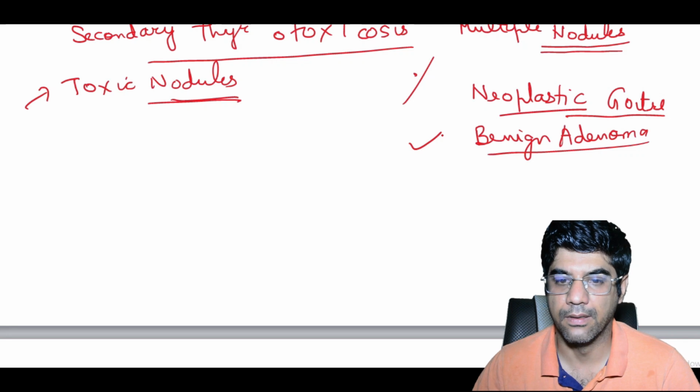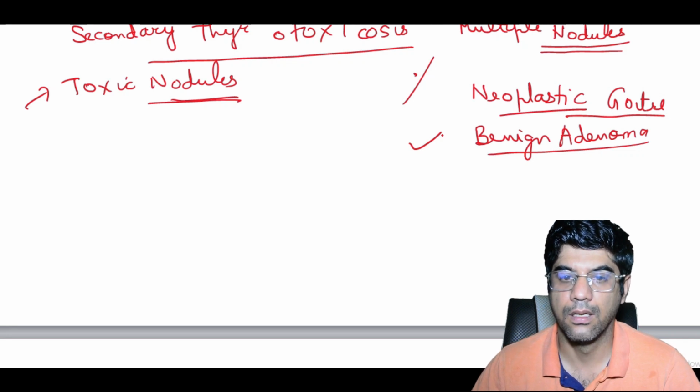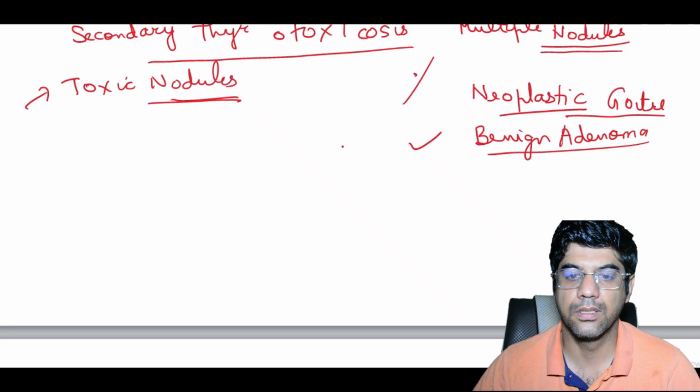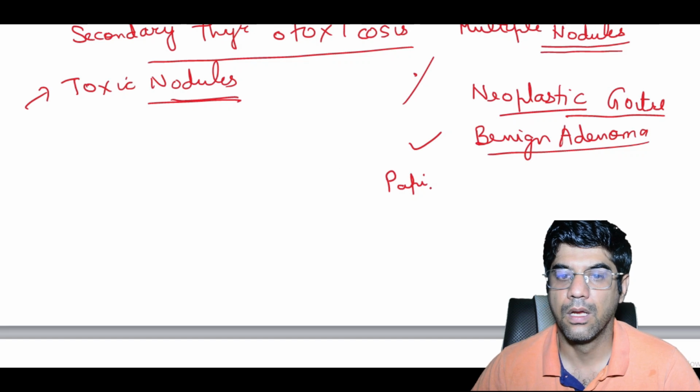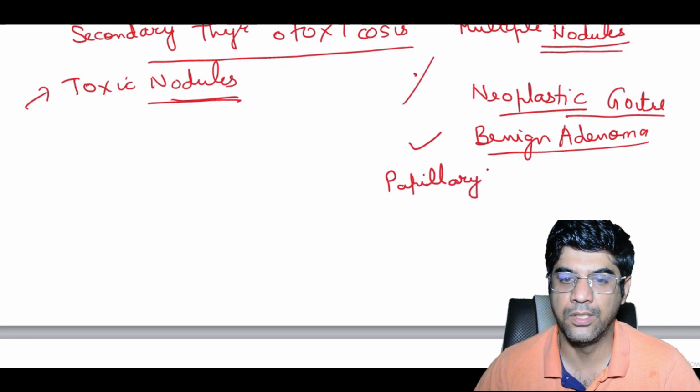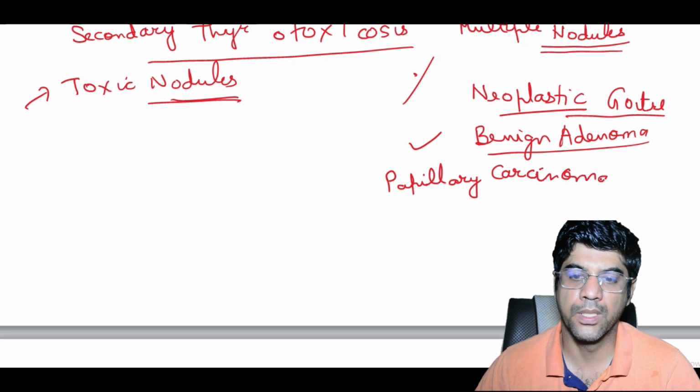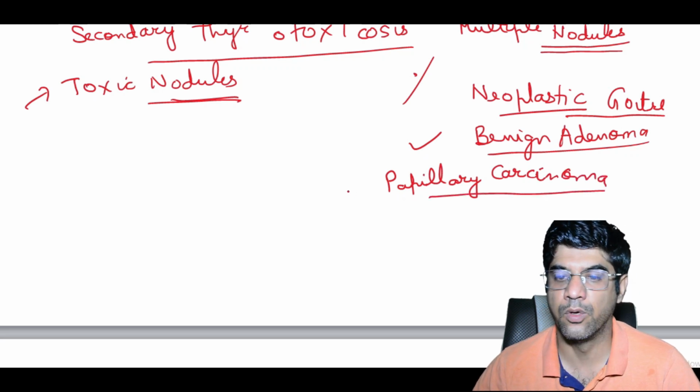It can be the malignant tumors. There could be papillary carcinoma. It's the most common thyroid cancer that is usually slow growing.